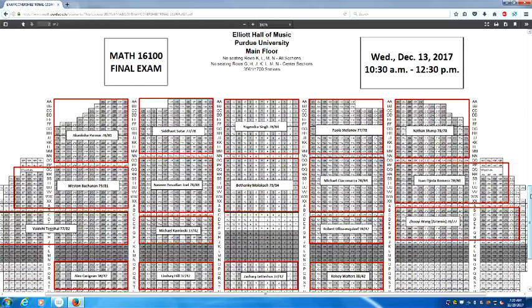Let's get started. So the final exam schedule is on the projector here. The final is going to be on Wednesday, December 13th at 10:30 a.m. It's a 2-hour exam, in the same place as last time, with the same seating location. So nothing has changed as far as location is concerned. Just please note the time.